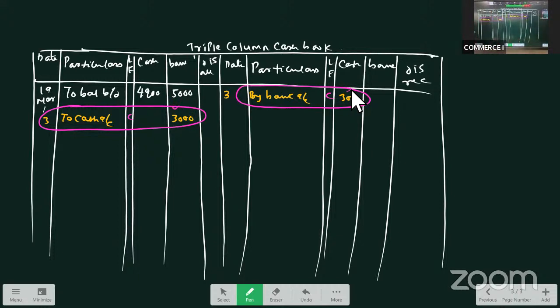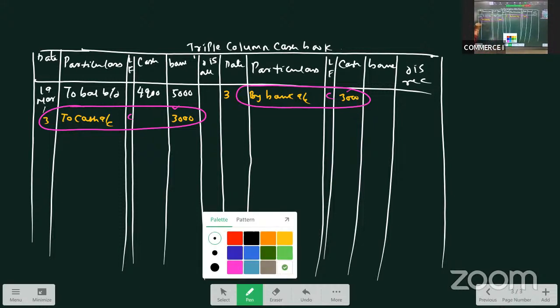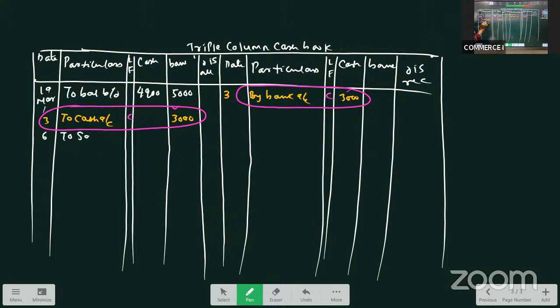Okay. Then what is the next one? Sales. Simply sales. Sales means sale of goods for cash. So write down to sales. What is the amount? It is 9,800 in the cash column. Then received a check from Reddy. See, normally if we receive a check, we assume that it is deposited into bank the same day. So we write this amount in the bank column.